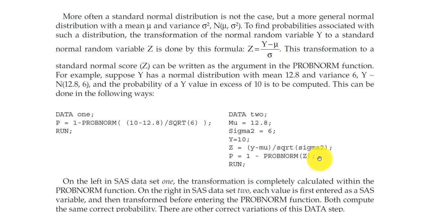Either one of those is okay, but that's how you handle things that are different than the standard normal. Likewise, you could do a rearrangement of this so that if you know the value of z and find the value of y, that's another rearrangement, and that has a different application where you can find, in the units of y, say, what is the 95th percentile or what is the 75th percentile, that sort of thing.